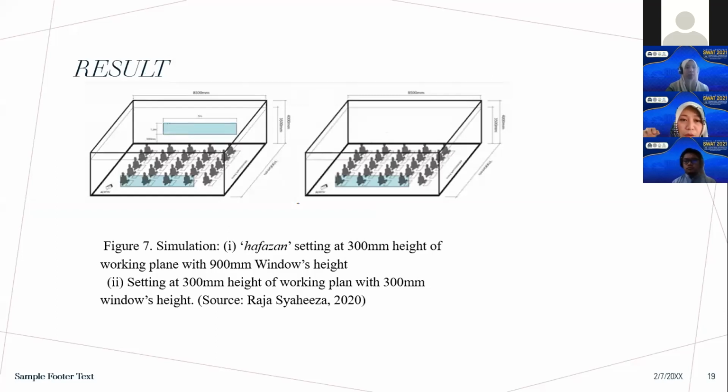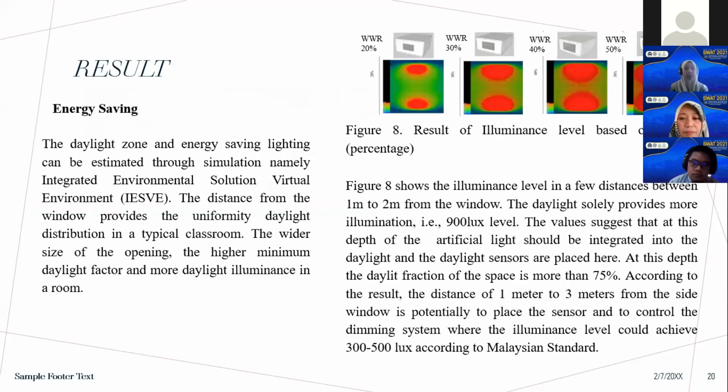We are also adjusting the window height, from 300 mm at the level of the Rehal up to the level of the normal table at 900 mm. We are using simulation with the setting of 300 working plane with the IES-VE software. From the previous result, we turn to how the energy efficiency is when we have the maximum opening of the window itself.